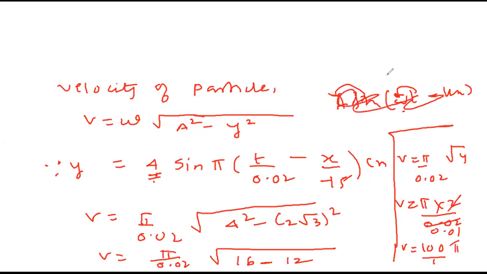What is the value of pi? Pi is 3.14. So 314 centimeter per second is the velocity. Solved.